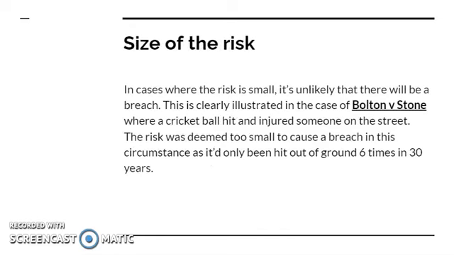Size of the risk is the second one. In cases where the risk is small, it's unlikely that there will be a breach, shown in the case of Bolton v. Stone, where a cricket ball hit and injured someone on the street outside of the grounds. The risk was deemed too small to cause a breach in this circumstance, as it had only been hit off the grounds 6 times in 30 years.